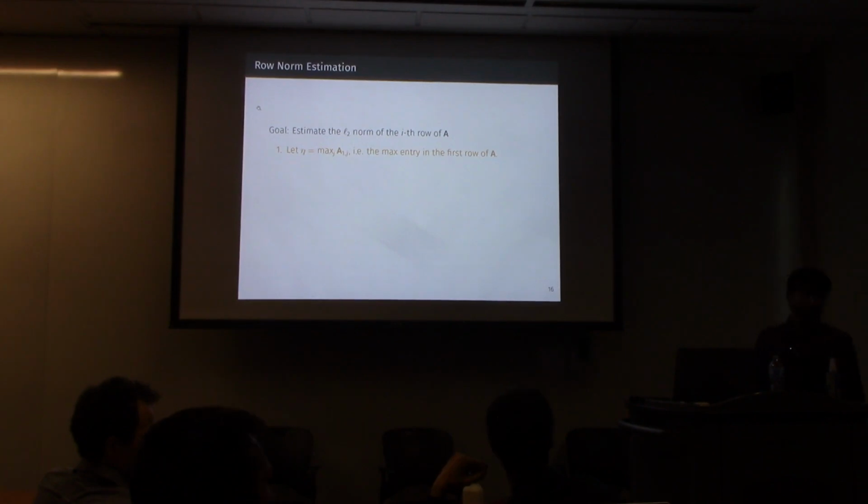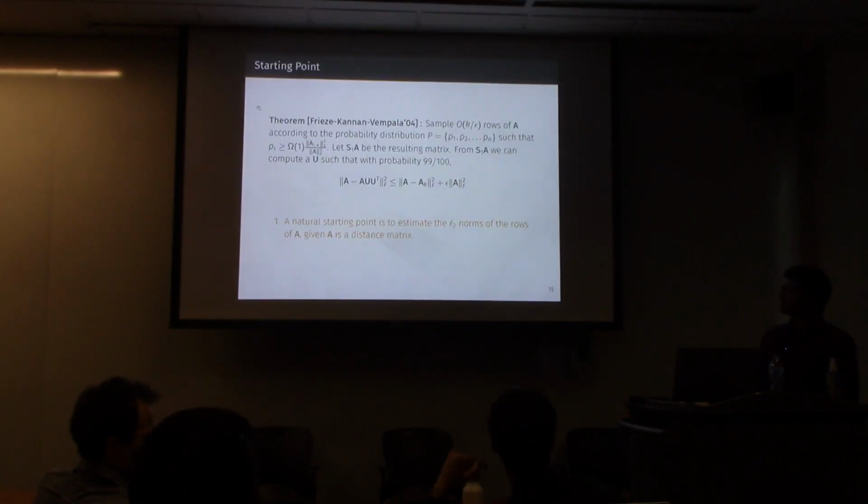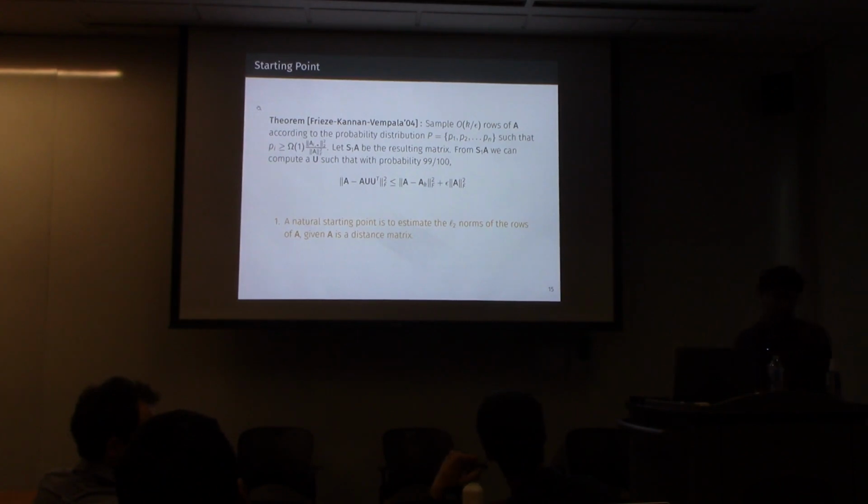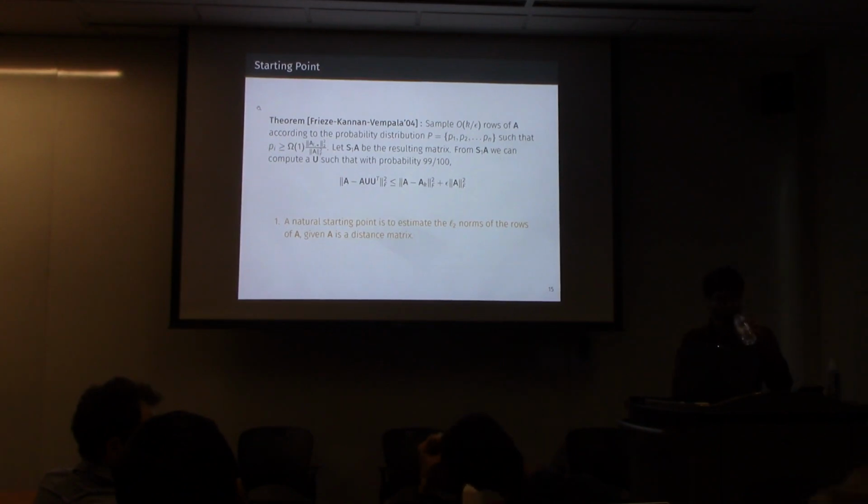Sorry, what is the guarantee on the S1A? I'm not actually giving a guarantee. The main point is that estimating the row norms of your input seems like a good place to start, and we're going to start there and build up from there. All it says is that if you decrease the dimension of your matrix, you can still recover a good low-rank approximation from it.